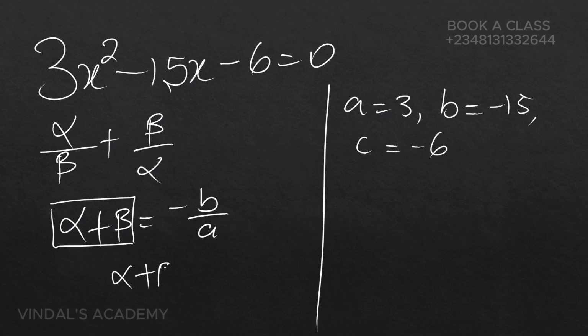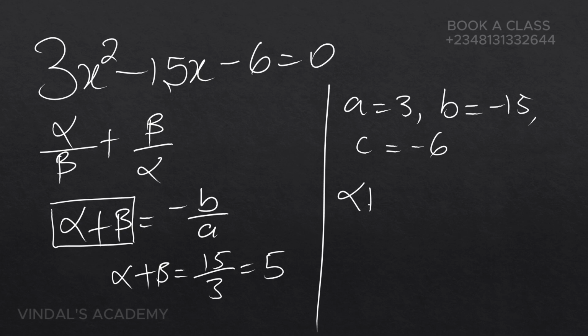Therefore, the sum is going to give me 15 over 3, which is 5. So this is 5. All right. Now I've gotten my sum. What should be the product? Because anytime you are given this kind of quadratic equation, your idea is to find the sum and the product. So let me find the product.